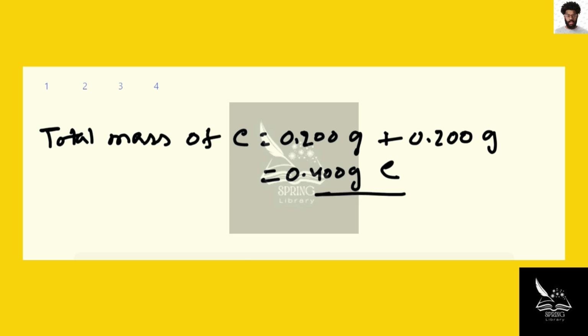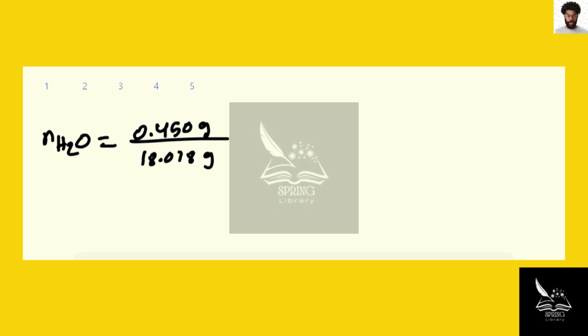Now we'll find out the mass of hydrogen. So for that, we need to find out the number of moles of water first, which is being produced. So the mass of water which is produced is 0.450 gram, and the molar mass of water is 18.016 gram per mole. So from here, we will have a value of 0.025 mole.